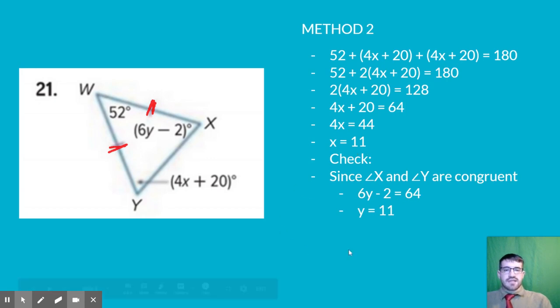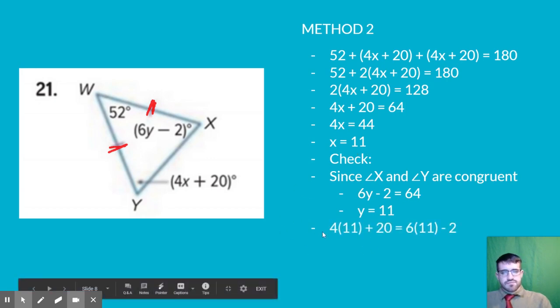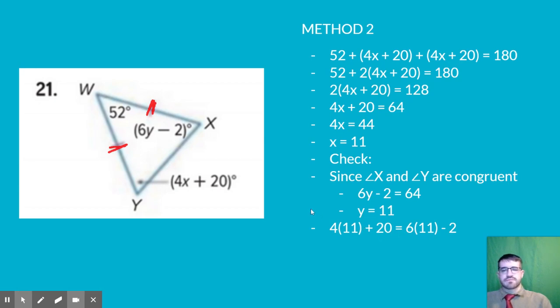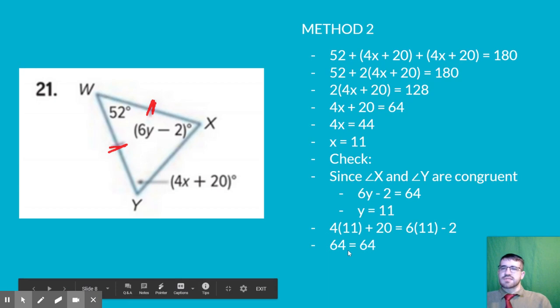And since we have x equals 11 and y equals 11, we substitute in. We put in the 11 for x, the 11 for y. 4 times 11 plus 20 equals 6 times 11 minus 2. 64 equals 64. So our values check out again.